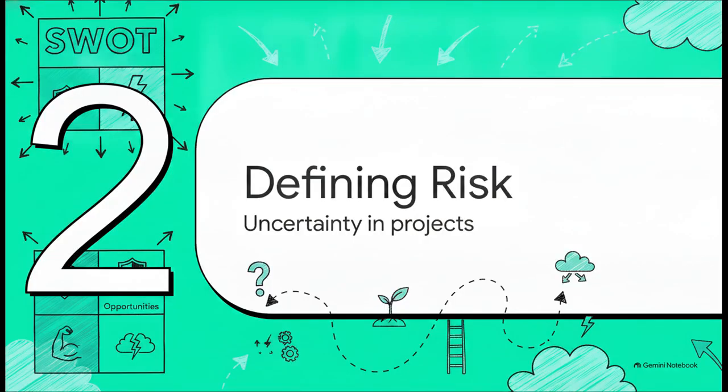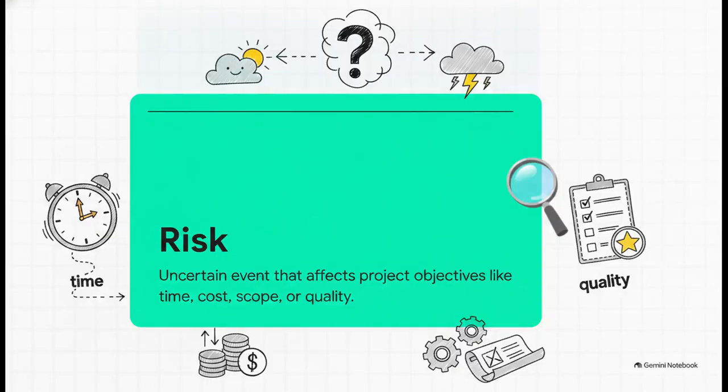All right, moving right along to Section 2, defining and quantifying risk. So what actually is a risk? Well, the formal definition is any uncertain event or condition that, if it occurs, can affect the project's objectives. We're talking about things that impact your timeline, your cost, your scope, or the quality of your deliverables.